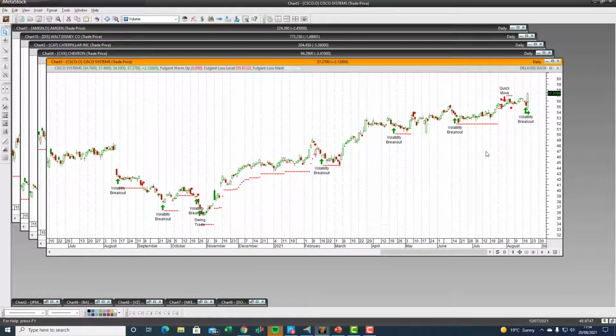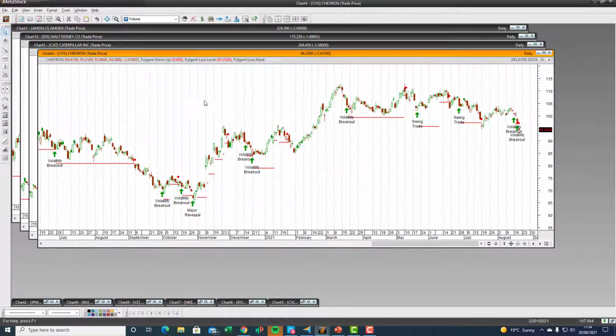Cisco Systems, you can see the volatility breakout occurred yesterday. It'll be interesting to see if we get a follow through on that move today. We've had a few nice trades in the past on this one, so it'll be interesting to see if we get a follow through on this volatility breakout on Cisco Systems.